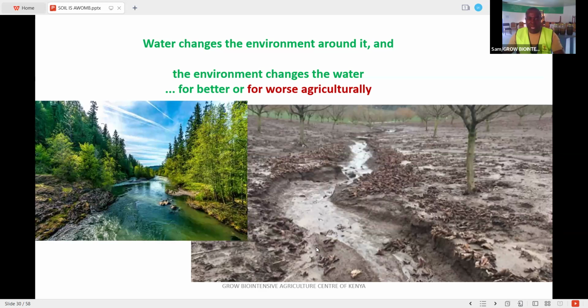So it depends on us. How do we want our farms to look like? If your land is bare throughout, then it will look like this eventually. So we have to be careful on how we operate in our farms.